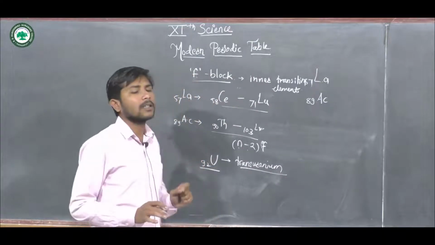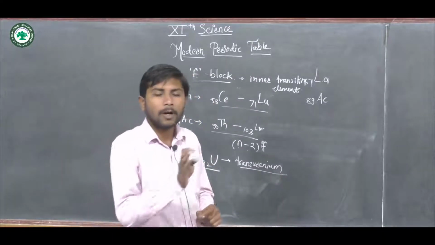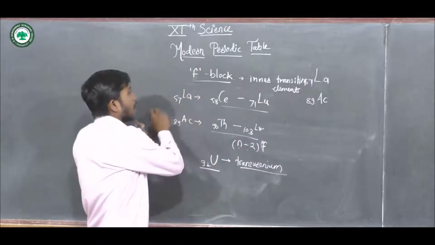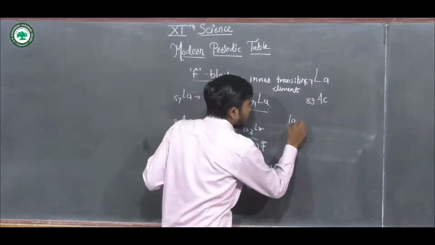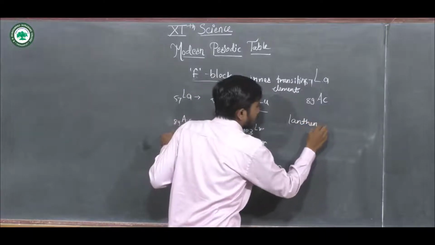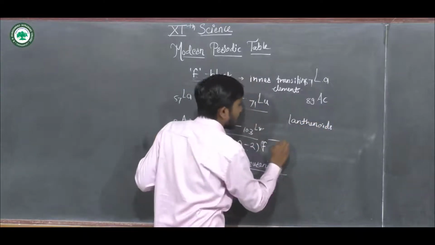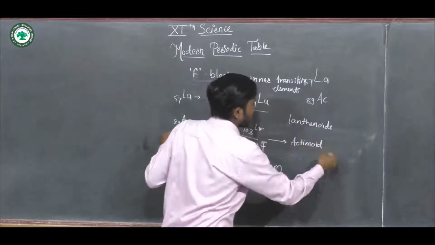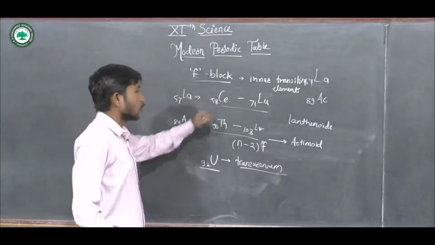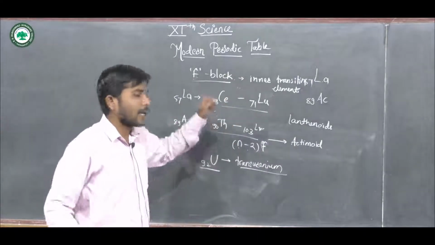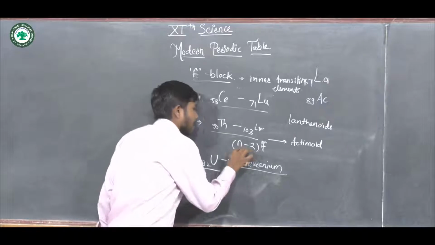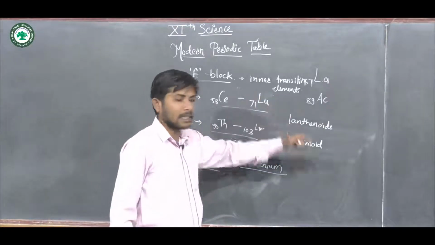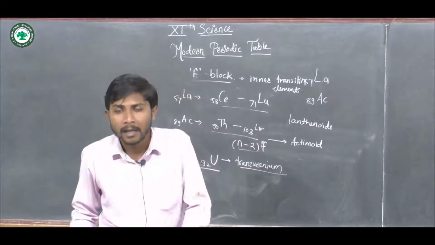These are some features of all the blocks: S block, P block, D block, and this is the F block. What are the F block elements? They are made up of the lanthanoid and actinoid series. Totally 28 elements are present. All are metals. Their inner n minus 2 orbital is filled. That's why they are known as inner transition metals or inner transition elements.